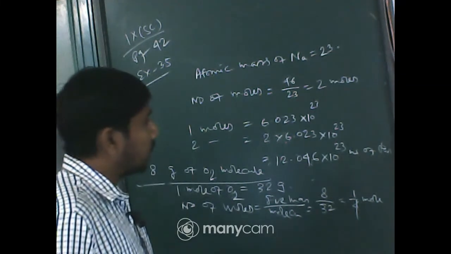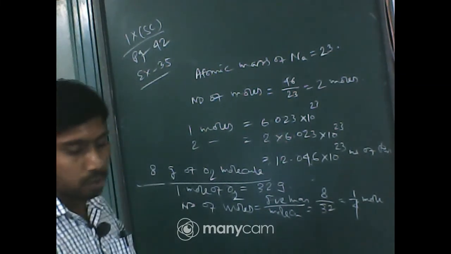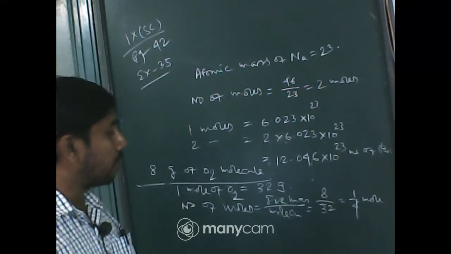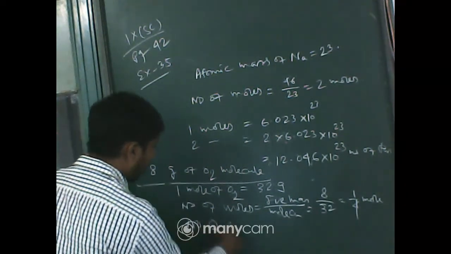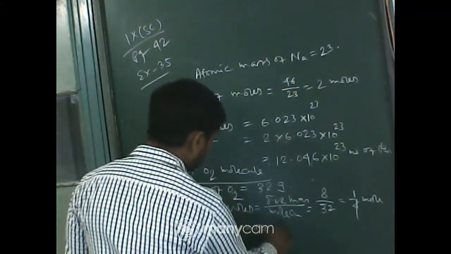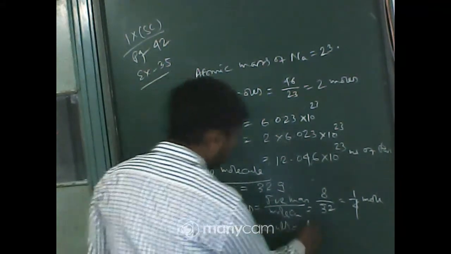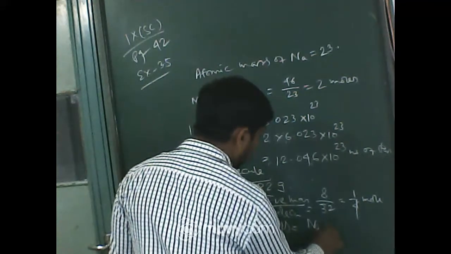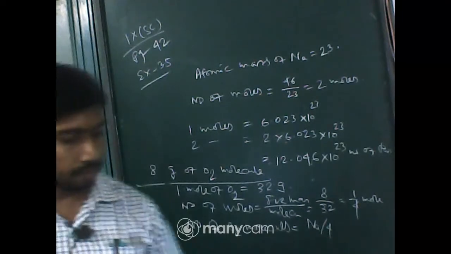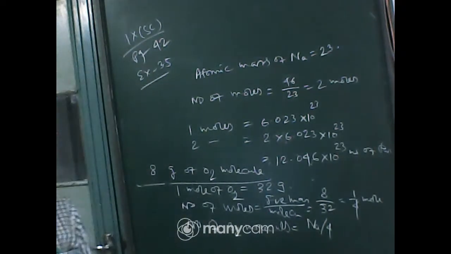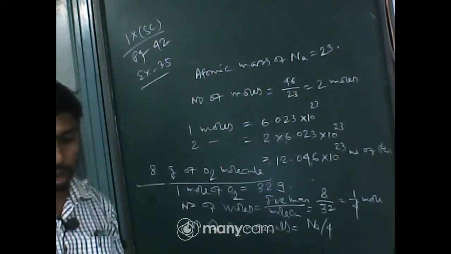Now it would be easier. So 1 mole contain Avogadro's number? Yes, it is Na by 4. So the number of oxygen molecules present is equal to Na by 4. Another one is there, that 0.1 mole of carbon atom, 0.1 mole of carbon atom.